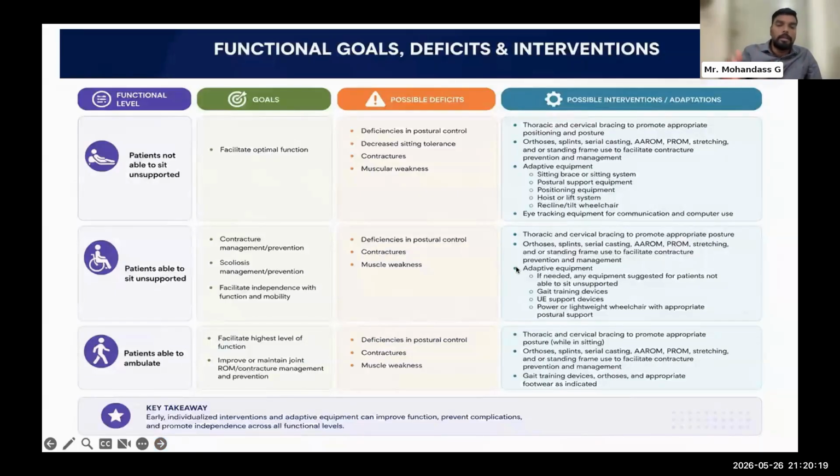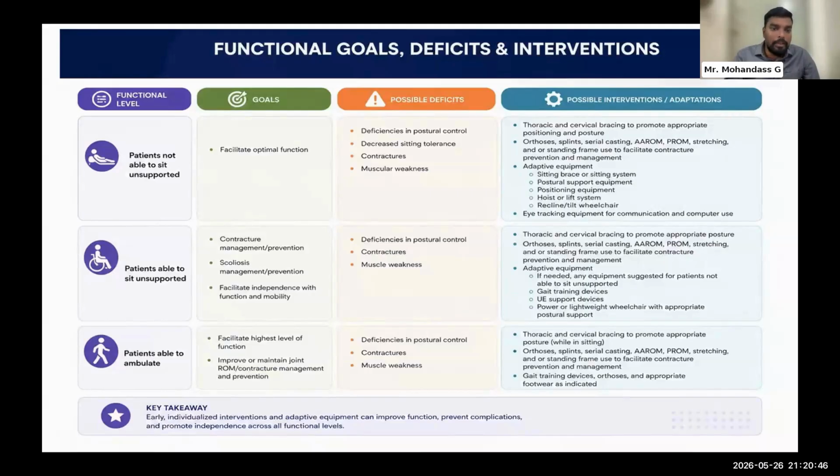And what could be the other possibilities of rehabilitation involved in SMA, other triads? I am focusing more on the functional levels. If the patient is not able to sit unsupported, using more postural control strategies, sitting tolerance, and preventing contracture and muscle weakness should be the major goal. Working on orthosis, splinting, positioning, casting, and adaptive equipment such as bracing is something we really have to look into.